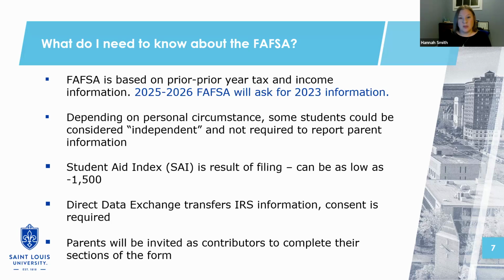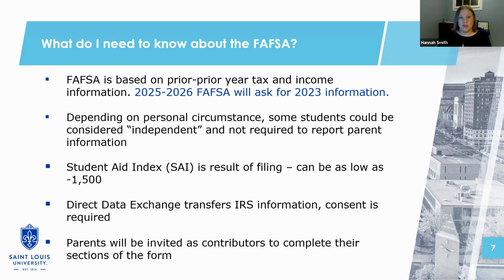Those kind of circumstances would make them independent, but the vast majority of students coming straight out of high school are going to be deemed dependent and have to include their parental information on their FAFSA form. The Student Aid Index, or the SAI, is what's calculated from the parent income and asset information and the student income and asset information on the FAFSA form.